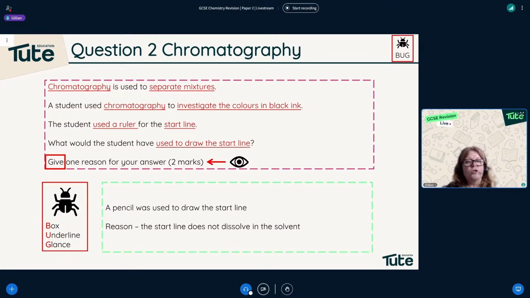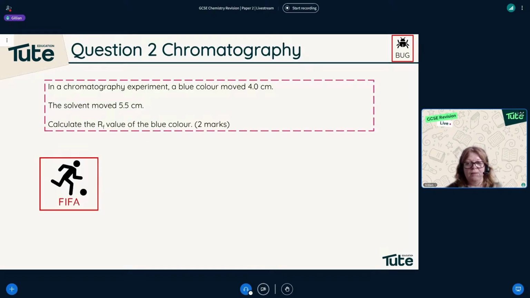Well, we are using chromatography to investigate the colours in black ink. If we used a black pen to draw a start line, that start line will dissolve in the solvents. The reason why we use pencil to draw our start line is it does not dissolve in the solvent. So always remember, anything to do with the chromatography practical, you would always draw your start line using a pencil.